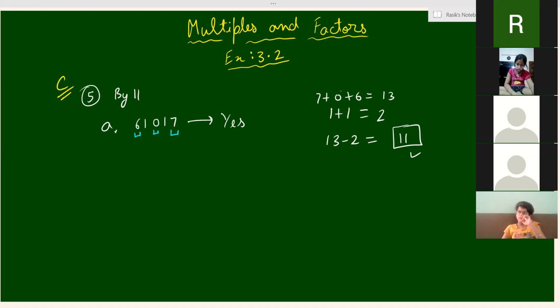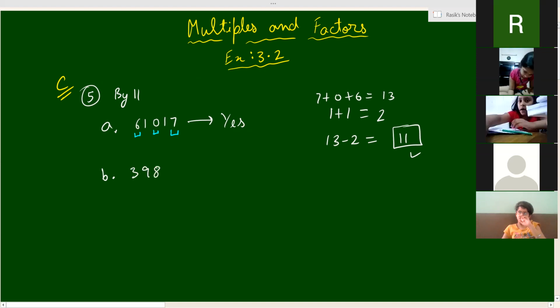Okay, similarly, let's do the B part of the question. In the B part, the number is 39,875. This is the number. So you add all the digits at odd places. What is at odd places? 5, 8 and 3. 5 plus 8 plus 3. The sum of these digits is 13 plus 3, 16.